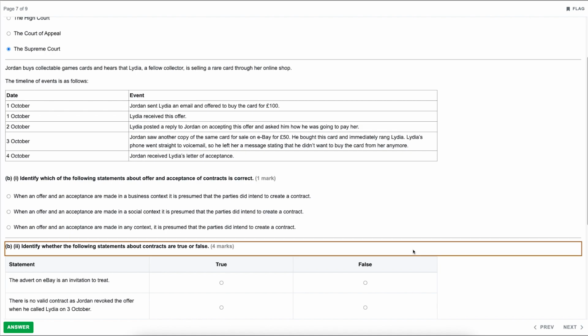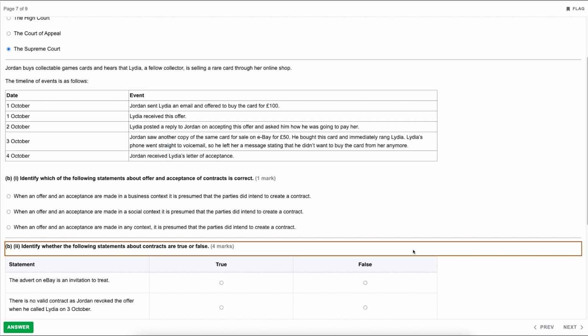Part B then, identify which of the following statements about offer and acceptance of contracts is correct. So we've got 3 options here, so 1 mark for the correct option. When an offer and an acceptance are made in a business context, it is presumed that the parties did intend to create a contract. Well, that one is true. So let's just have a look at the other two to make sure that they are false.